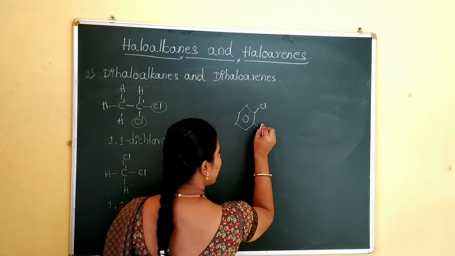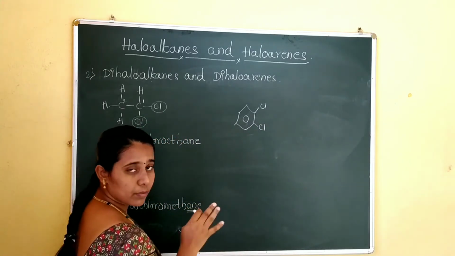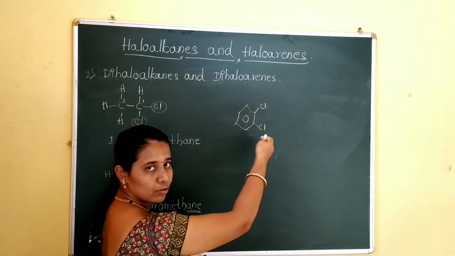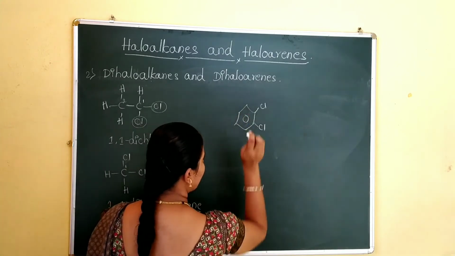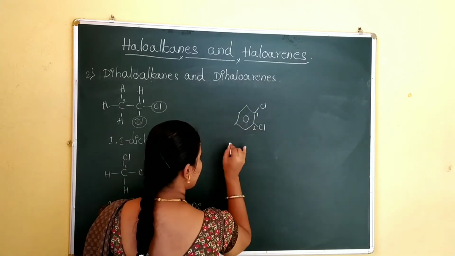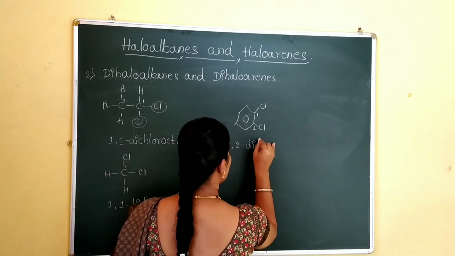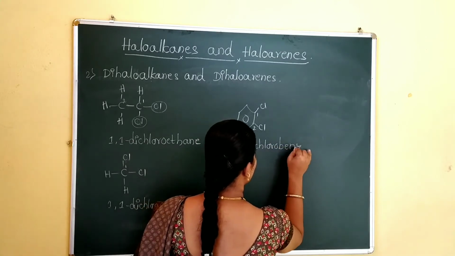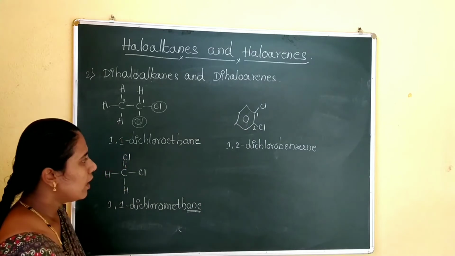If one more hydrogen atom of the benzene ring is replaced by a halogen atom, that is a chlorine atom, then it becomes a dihaloarene. 1,2-dichlorobenzene. It is a dihaloarene.